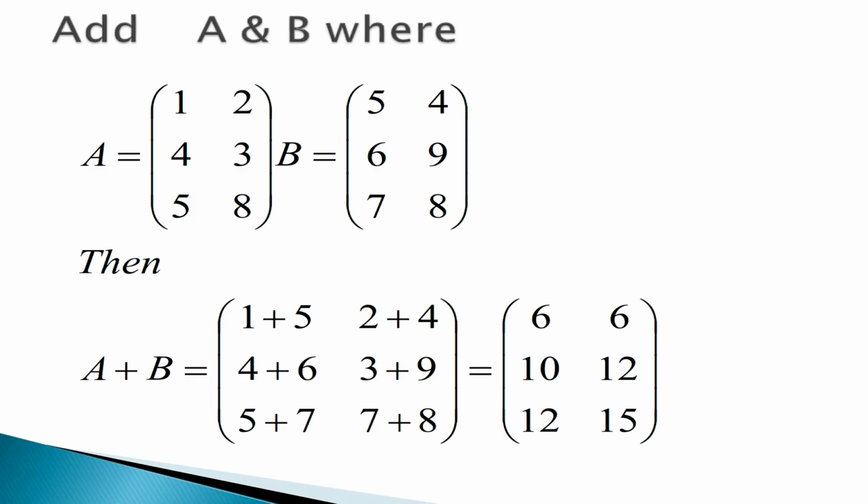And A plus B will be the addition of the corresponding elements: 1 plus 5, 2 plus 4, 4 plus 6, 3 plus 9, 5 plus 7, 7 plus 8, that becomes 6, 6, 10, 12, 12 and 15.